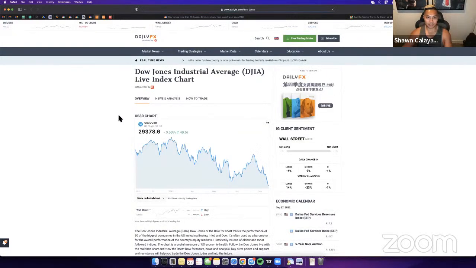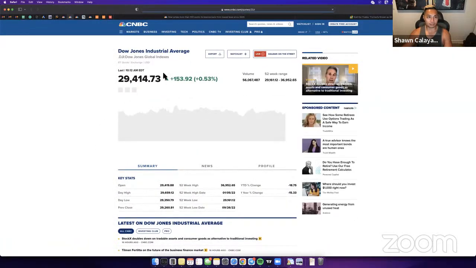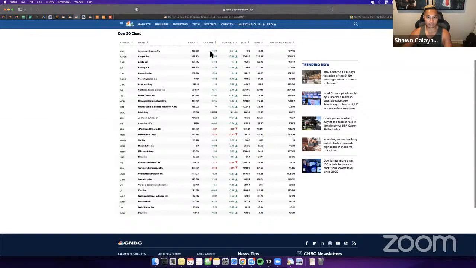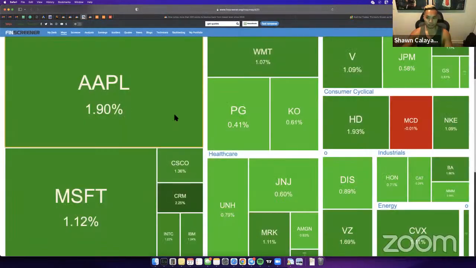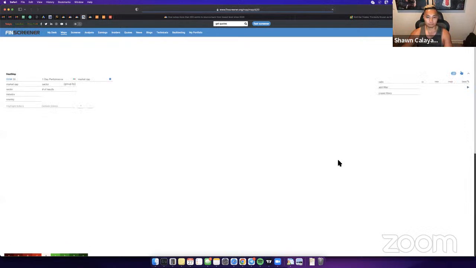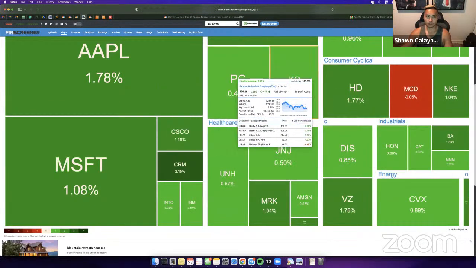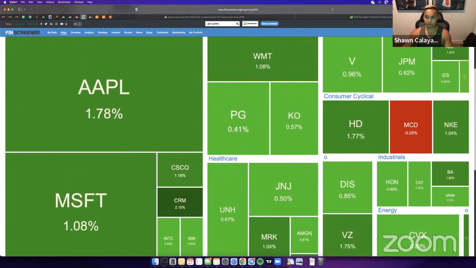Going back to the overall bias, again, retail sentiment is still 69% long. So we're definitely looking for sells there. Looking at the fundamentals, you're down to 153 points. So it's definitely weakening right now. Looking at the stock index right here, they're pretty much mostly green, but a lot of these are turning red. Heat map over here as well is still pretty green, but it's still turning red.